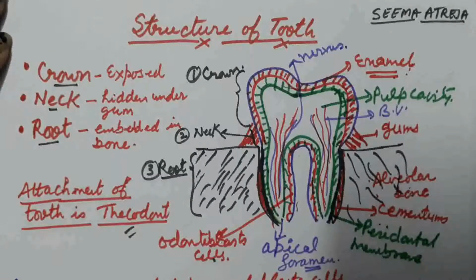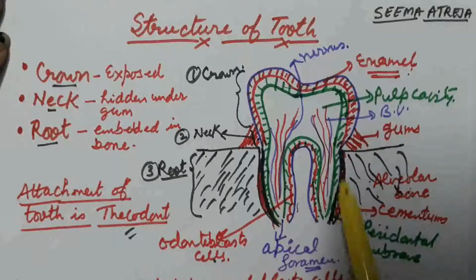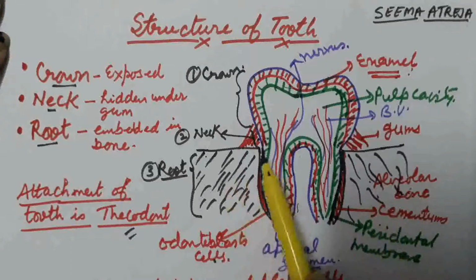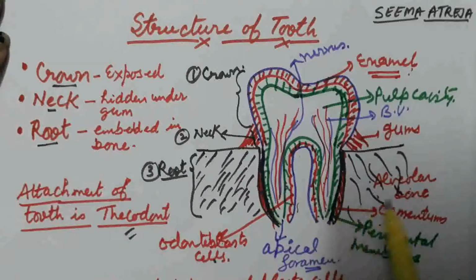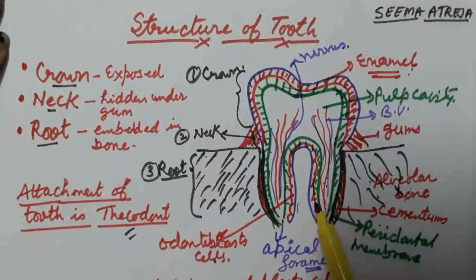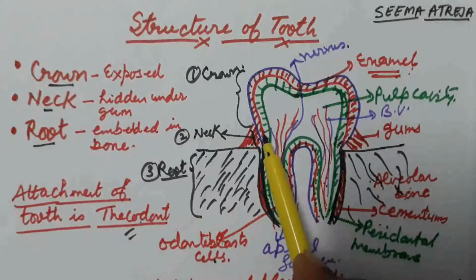It consists of three parts: the crown, the exposed part of the teeth; the neck, hidden under the gum; and the root, embedded in the sockets of the jawbone. This is the alveolar jawbone. In the sockets or alveoli of this alveolar bone, roots are embedded. So it represents the thecodont condition.